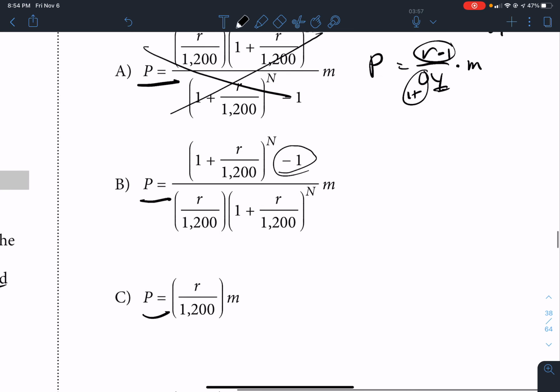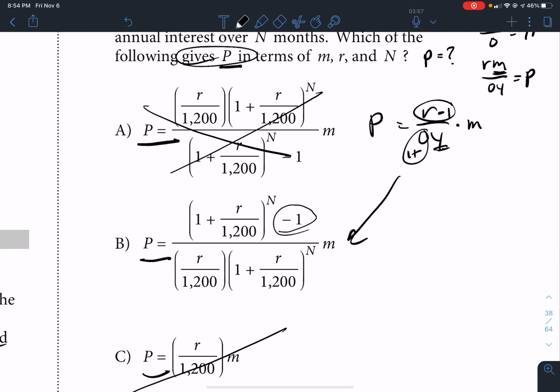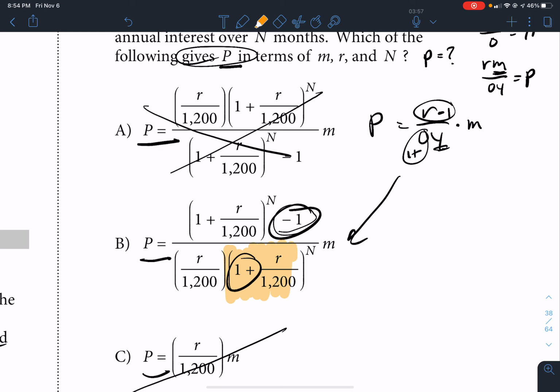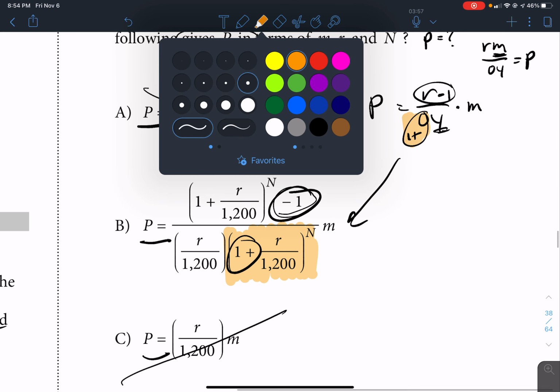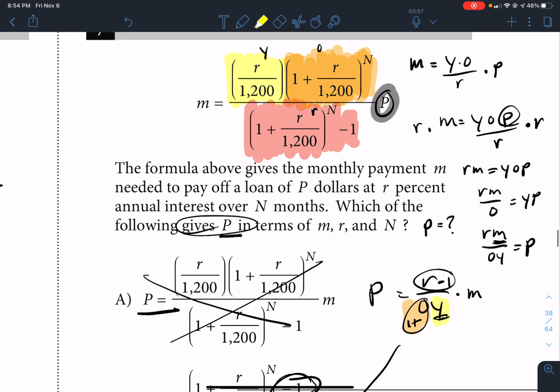Okay. We don't see any terms here, we don't see any terms there. So let's confirm. We have the R -1, the -1 here. We have the 1 plus, there it is. This is our orange term. Here. Orange is the 1 plus, and 1 plus term. We have Y as the R over 1200, our Y on the bottom, and our Y as our R over 1200 term.